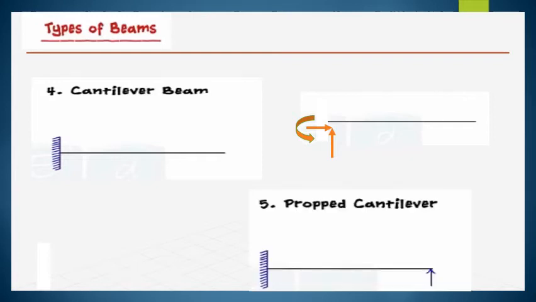Another is the propped cantilever, in which one extra support, a simple support or a roller support, is provided at the free end of the cantilever beam. It is called a propped cantilever. Again, at the fixed end there will be three reactions, and one reaction at the simply supported or roller supported end. Okay.